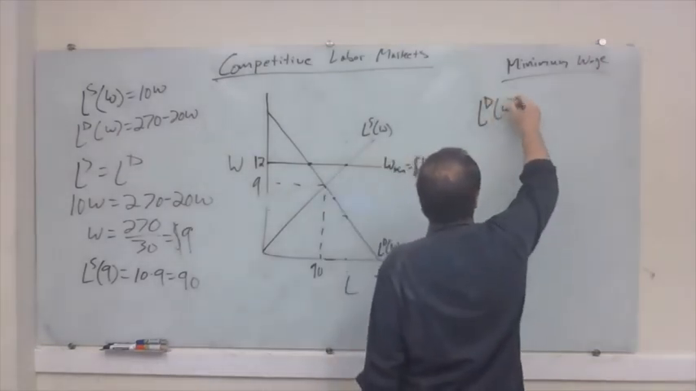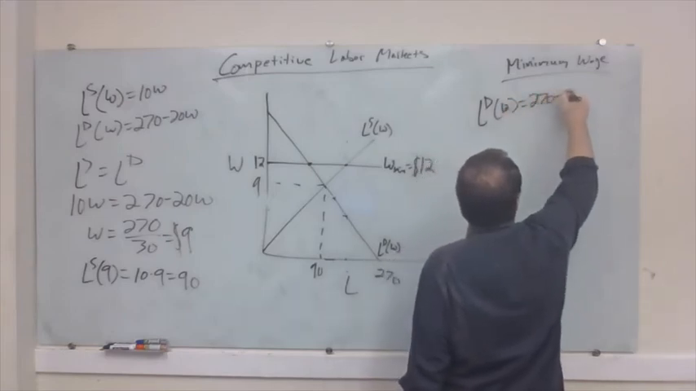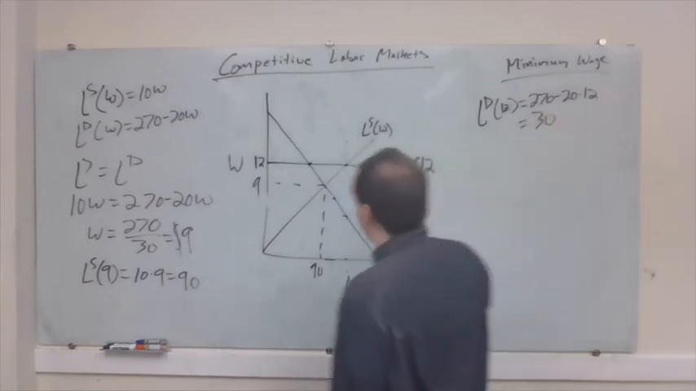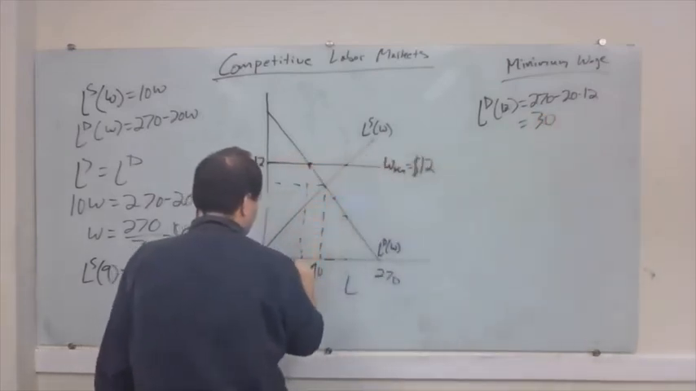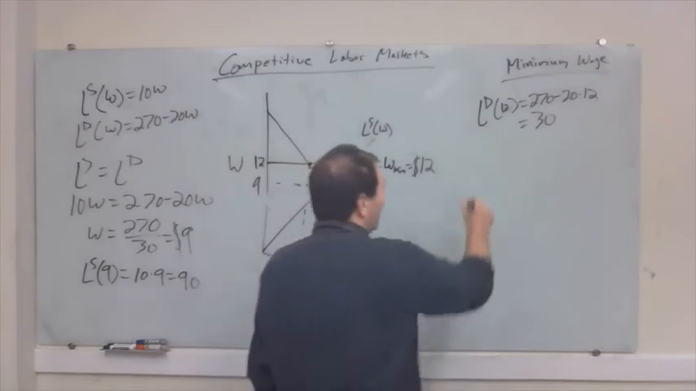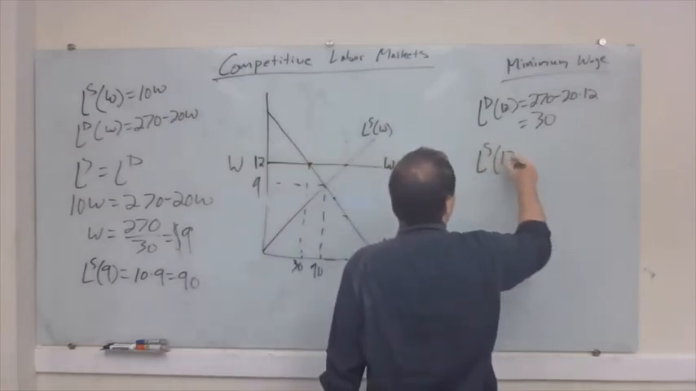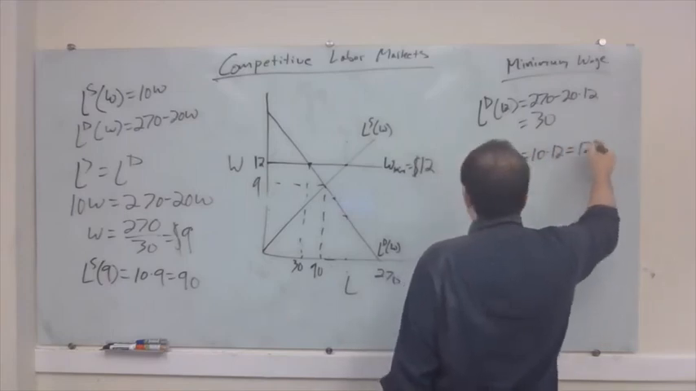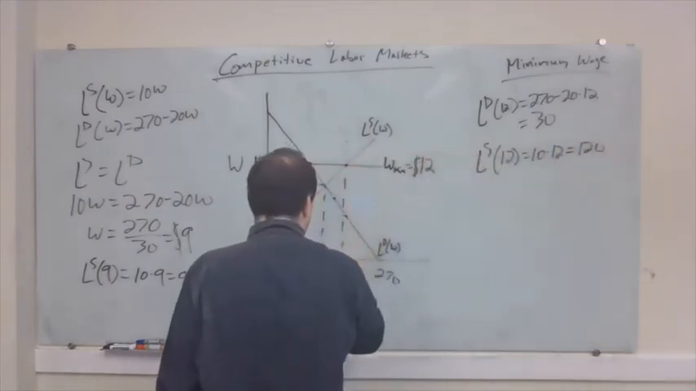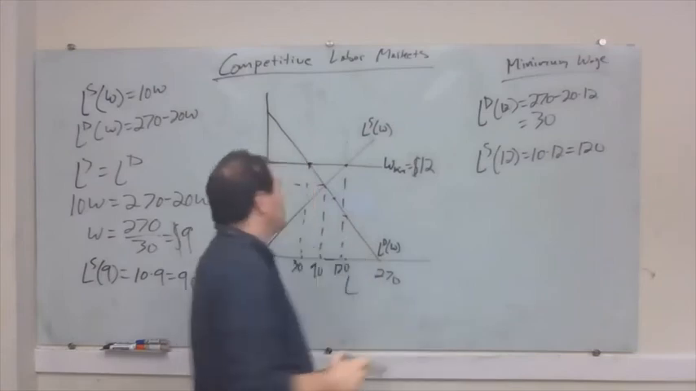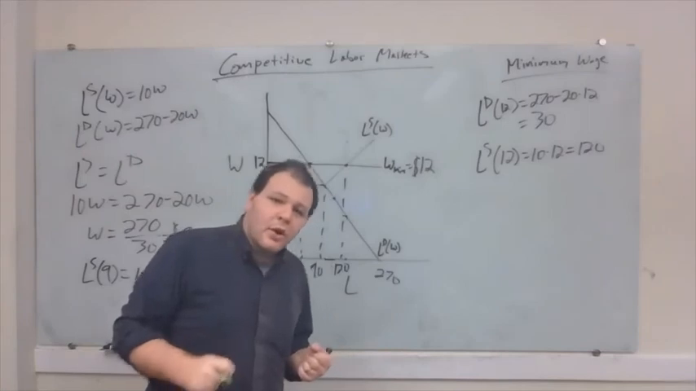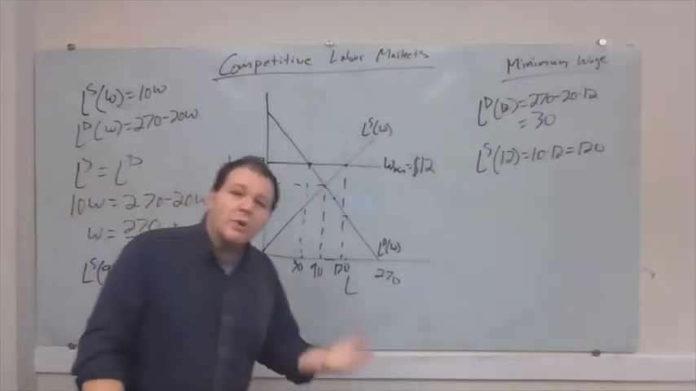Our labor demand at $12 an hour is going to be 270 minus 20 times 12, which is going to be 30 hours. Right? Our labor supply is going to be 10 times 12, which is 120 hours. So instead of having this problem of inefficiently high levels of work, right, we're going to have a problem of inefficiently low levels of work.